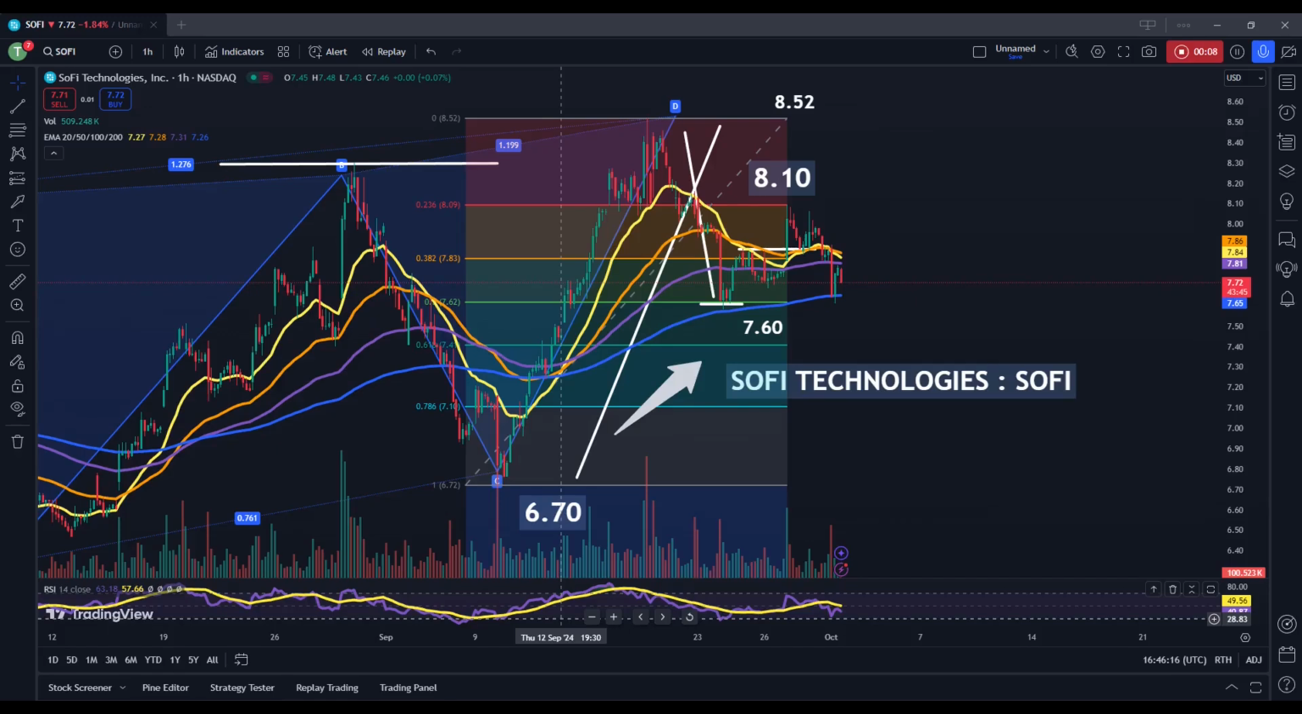Here we have the current stock market update for SoFi Technologies Incorporated, stock ticker SOFI.